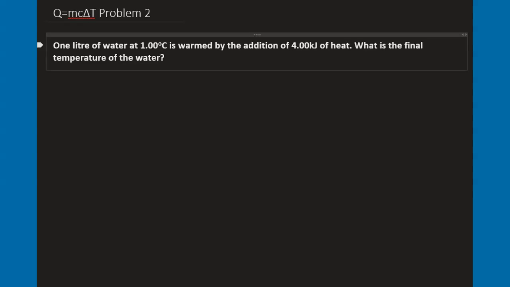1 liter of water at 1 degree Celsius is warmed by the addition of 4 kilojoules of heat. What is the final temperature of water? Let's write down what is given first.